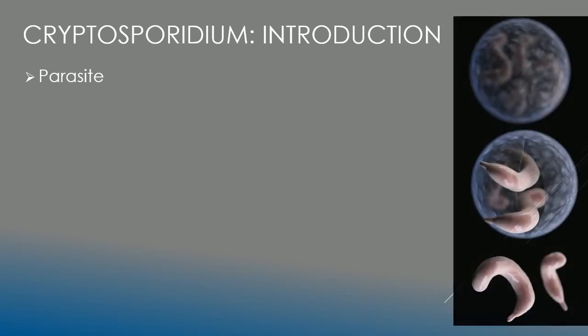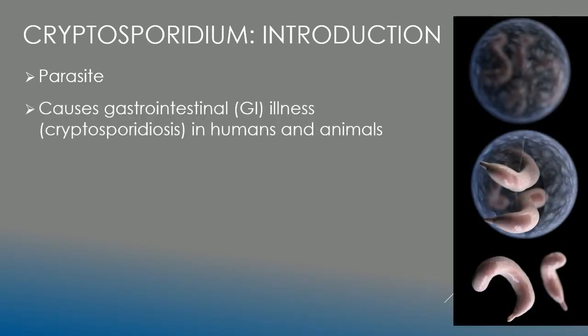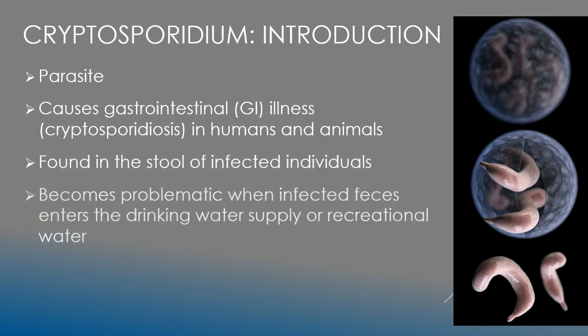Cryptosporidium is a parasite that causes gastrointestinal illness, known as cryptosporidiosis, in humans and some animals. Cryptosporidium, often referred to as crypto, is found in the stool of infected individuals and becomes problematic when infected feces enters the drinking water supply or recreational water, such as pools.